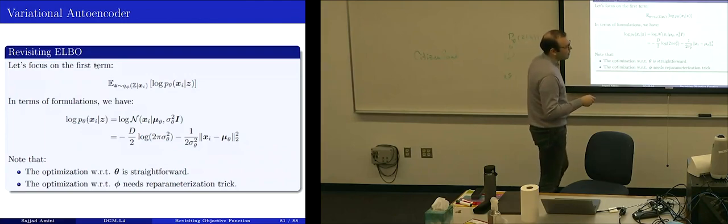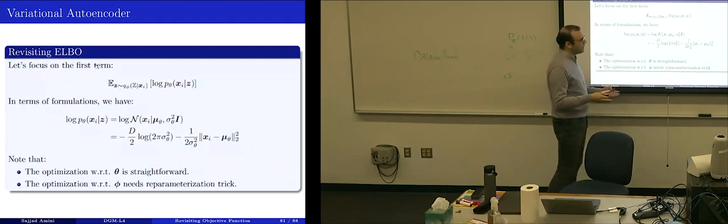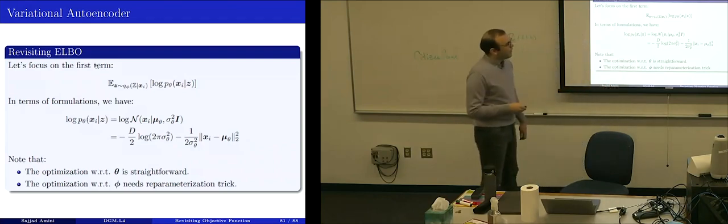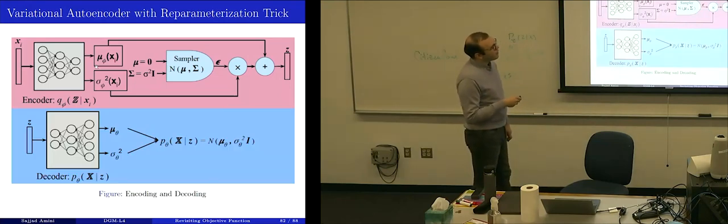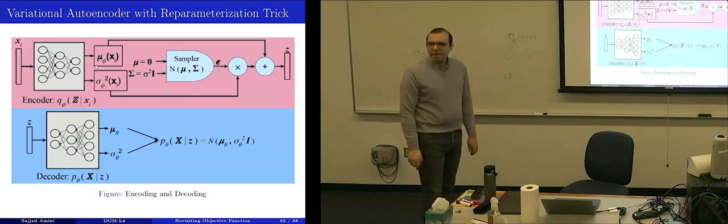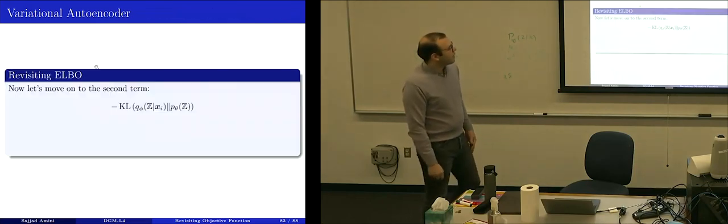Optimization with respect to theta is straightforward because you do not need any reparameterization trick. But optimization with respect to phi is a bit tricky because you need this reparameterization trick, and we talk about how you can apply reparameterization. Any question? Okay. What is the next term?